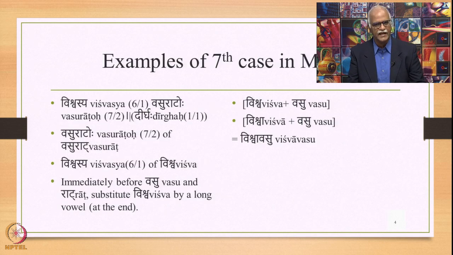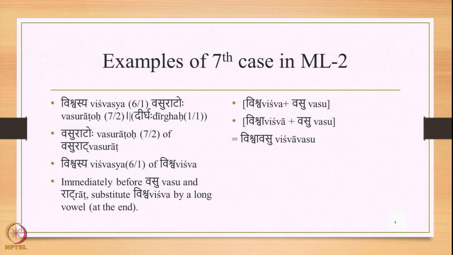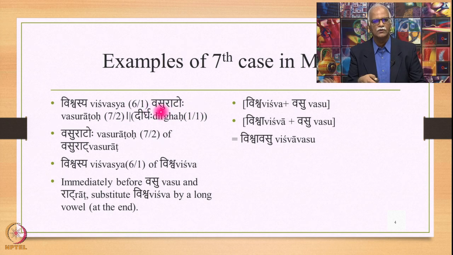Let us look at the second example in which seventh case is used and its meaning is explained as immediately before. Here is an example. Vishvasya vasuratoho. The word Vishvasya is in sixth case, 6/1. Vasuratoho is 7/2. The word Dirghaha continues from the previous sutras. So, Vasuratoho is 7/2 of Vasurat. Vishvasya is 6/1 of Vishva.